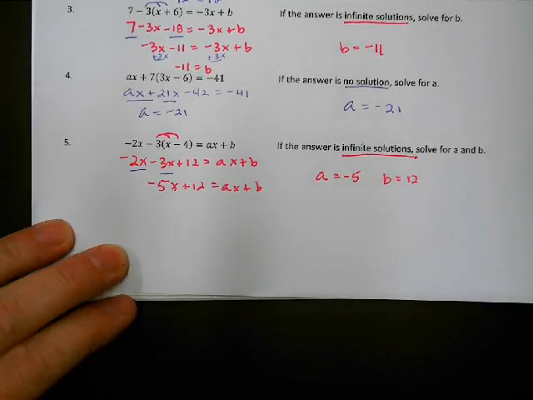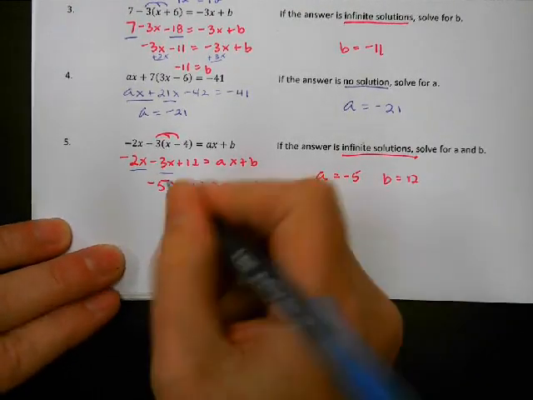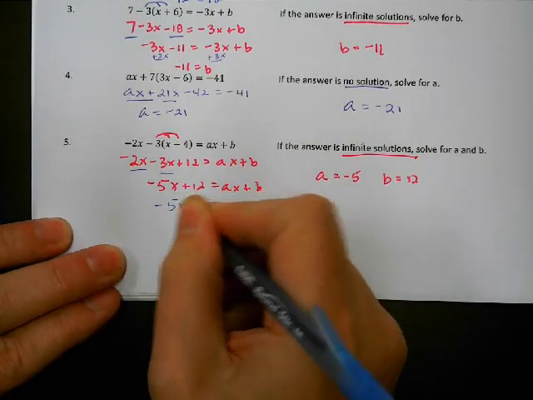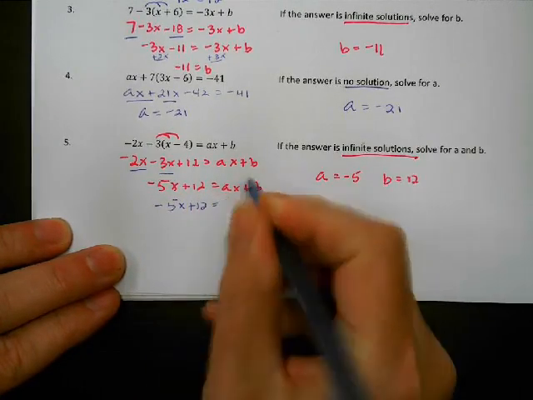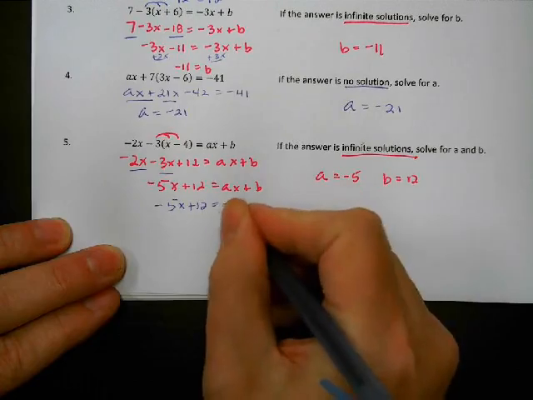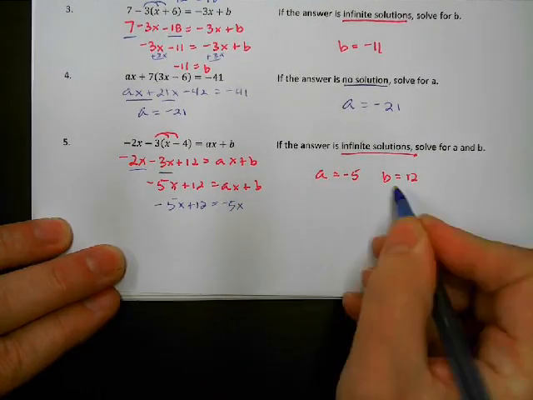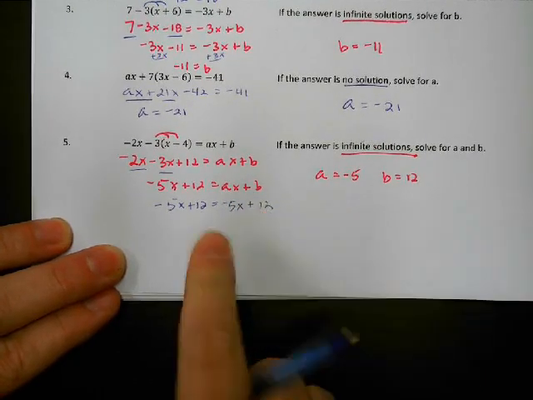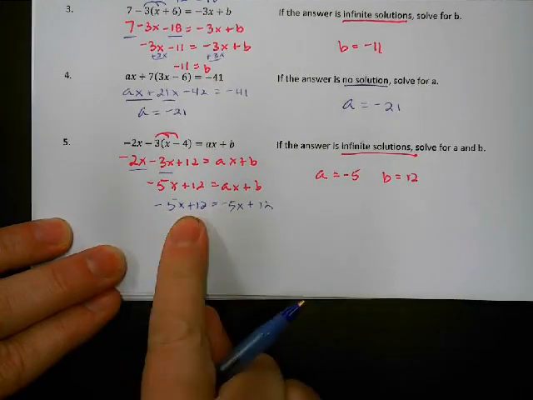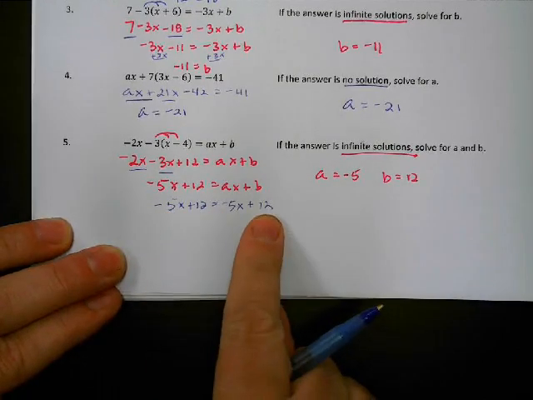We can plug it back in and see what we get. a is negative 5, b is 12, and yes, after I add 5x to both sides, I get 12 equals 12, infinite solutions.